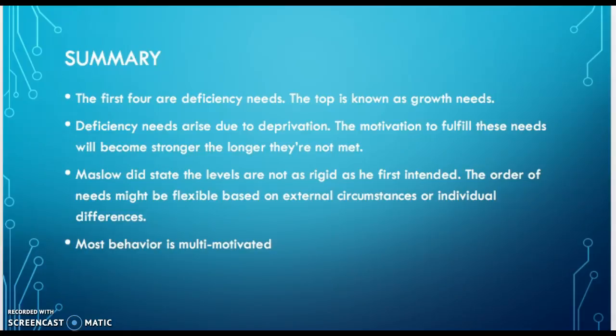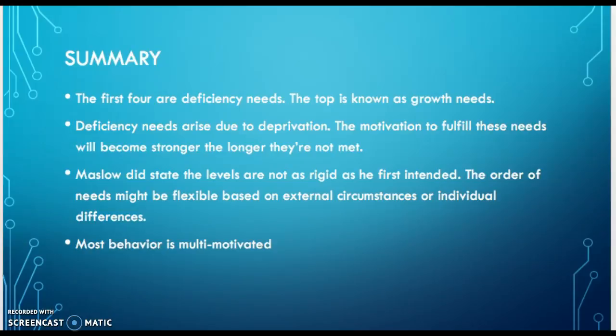So also what I wanted to say about his hierarchy of needs is that the first four that we talked about, those are deficiency needs. And then the top is known as a growth need. Deficiency needs arise due to deprivation. So the motivation to fulfill those is going to be stronger the longer they're not met. So, when you're hungry and you still don't get food, you're going to be even hungrier.